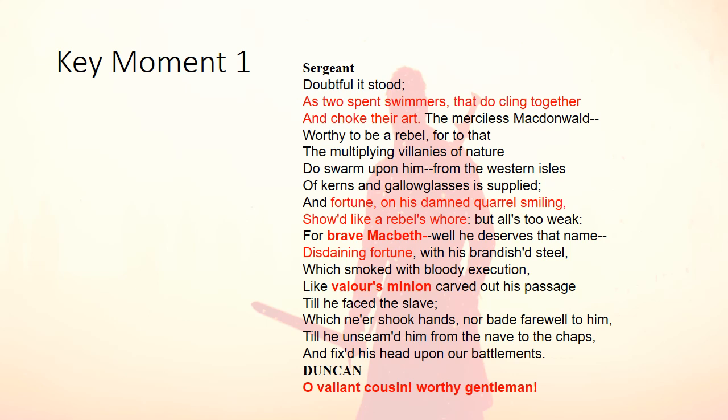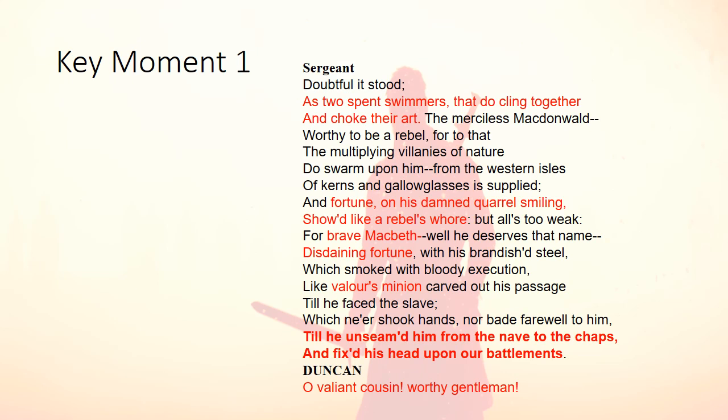And then we get Duncan's address, in which he refers to him as a valiant cousin. Valiant, again, the descriptor, the adjective from Valor. So he is using the same idea, worthy gentleman. He's also noting the connection between the two of them. But that address, Valor, valiant, worthy, brave, not what we would see.